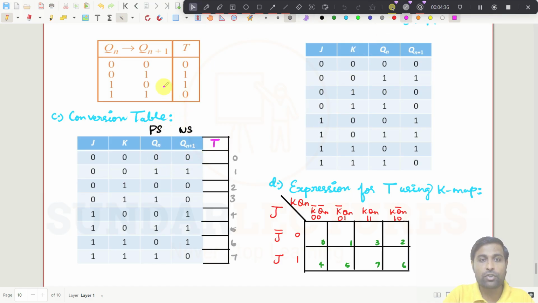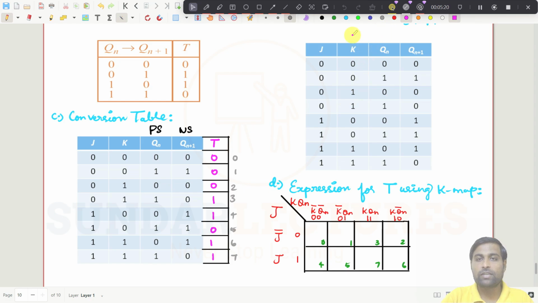I am repeatedly telling you this: Qn is the present state, and Qn plus 1 is the next state. For 0 0, what is this one? It is 0. For 1 1 also it is 0. For no change from the present state to the next state, the T input will become 0. That is the idea. So it will be 0, 1, 1, 0, 1, and 1. This is how you will get the T inputs. Anyhow, we will cross check it once again. Both are same, 0; it is a change, 1; it is a change, 1; it is the same, no change, 0; change, 1. So everything is correct now.